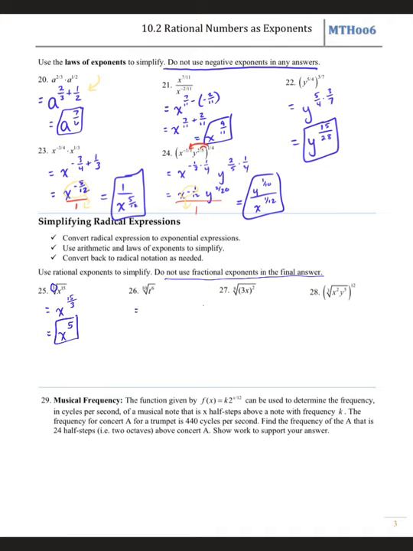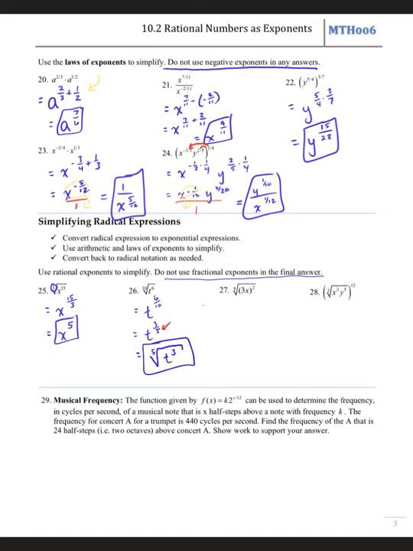The next one, we have t to the 6/10 power. Now we know 6/10, they're both divisible by 2, which would simplify to 3/5. But that has given us a fractional exponent in our answer, so we want to then convert it back to radical notation. So we know that our denominator is our index, so that is going to be our index. So we now have the 5th root of t cubed. We're going to leave it like that.